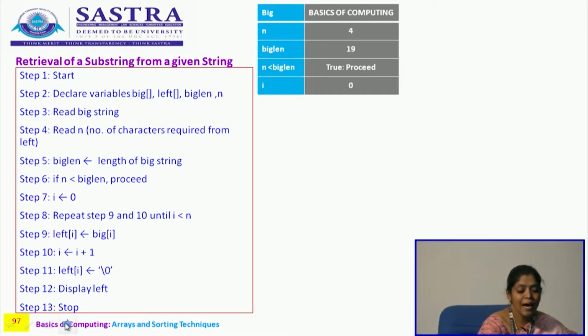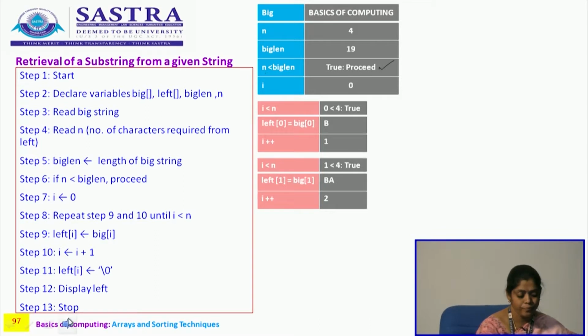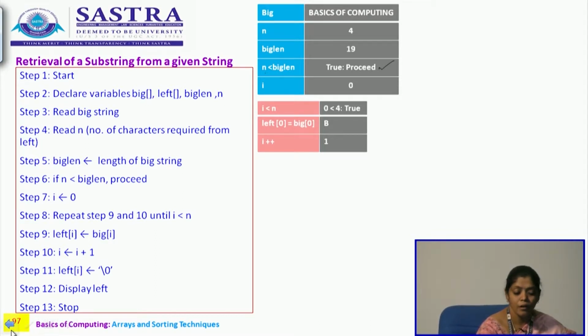So, the sample taken here is the big string is basics of computing, and the user has entered the n value as 4. The number of characters in big length is 19, then you are checking whether n is less than big length. Yes, it is true, so we can proceed further, and i is initialized as 0. So, the first step is you have to check whether i is less than n or not. Yes, 0 is less than 4. So, it is true.